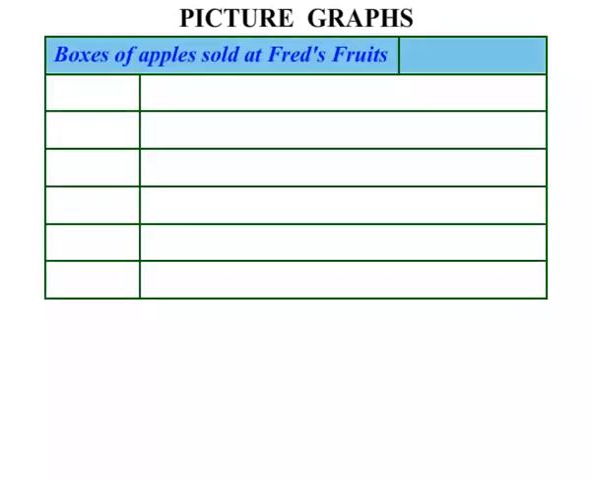In this lesson we're doing some work on picture graphs. In this graph we have boxes of apples sold at Fred's Fruits. We have one little thing here that one apple is equal to 20 boxes. This is known as a key.